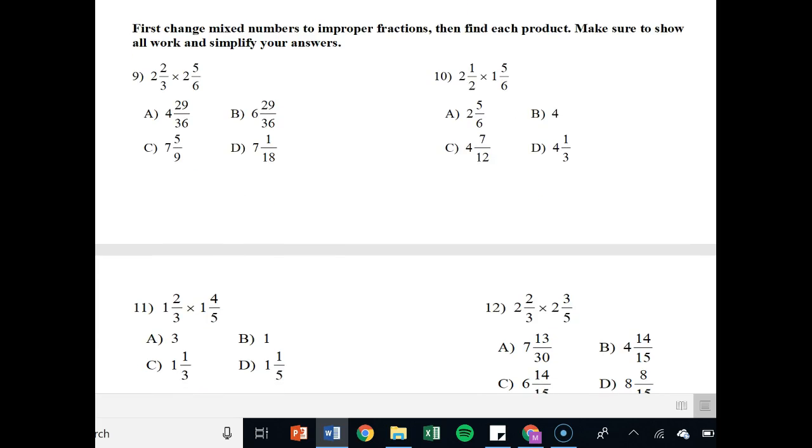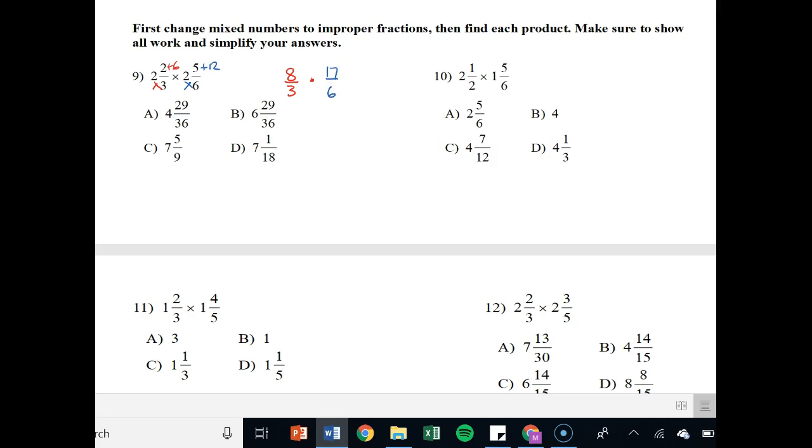All right. Next section, it says, first change each mixed number to an improper fraction, then find each product. Make sure to show all work, simplify your answers. So as we did in class today, we do the whole number times the denominator. That's 6. Add it to the numerator. So my new fraction is 8 over 3 times, and we do the same thing here. 2 times 6, it's 12. 5 plus 12, 17 over 6, right?